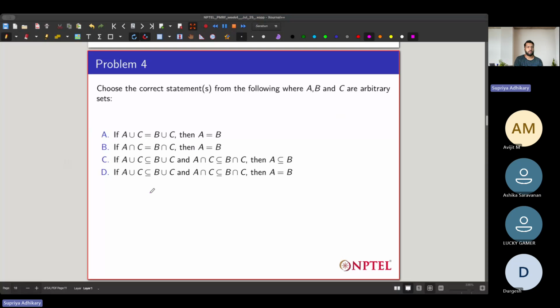Then it wants us to check whether this is true or not. The first condition is that A union C equals B union C, and that should imply that A is equal to B. So basically, we have to either prove or disprove it. To prove, we have to use the rules of proving mechanisms. If we say that this is not true, then we basically have to give an example for which this is not true. That means we just have to give an example of 3 sets A, B, and C for which this is not true.